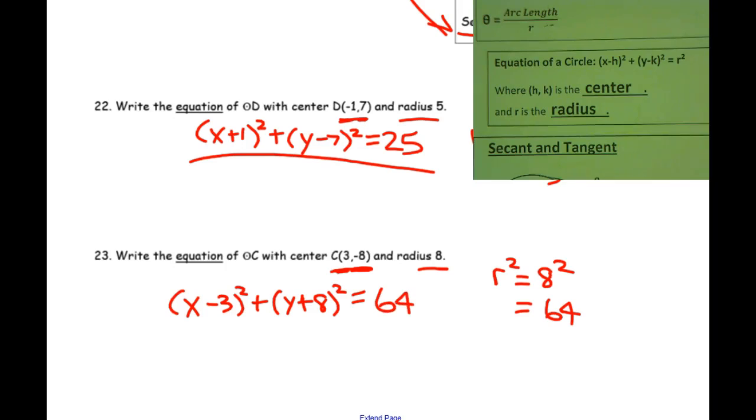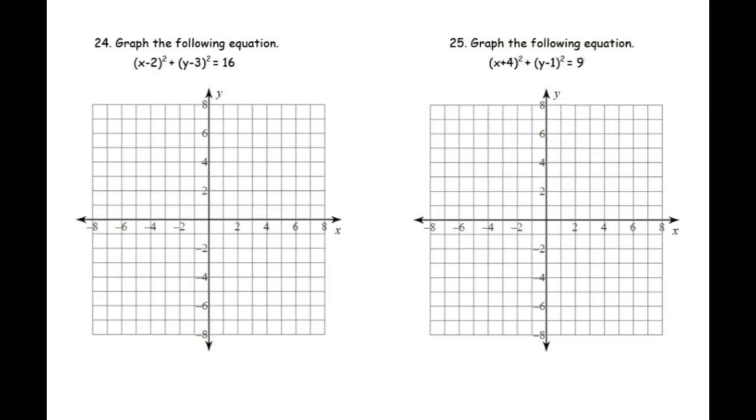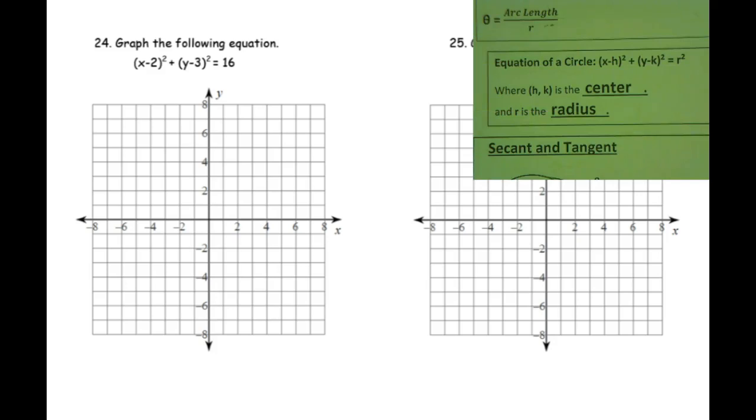You have to be able to write an equation. The formula is on your sheet, tells you what h, k is, tells you what the radius is. Remember, inside is opposite sign, and for r squared, you actually have to square that radius. And let's get to graphing here. Again, same formula. I need to figure out the center, and I need to figure out the radius, okay?